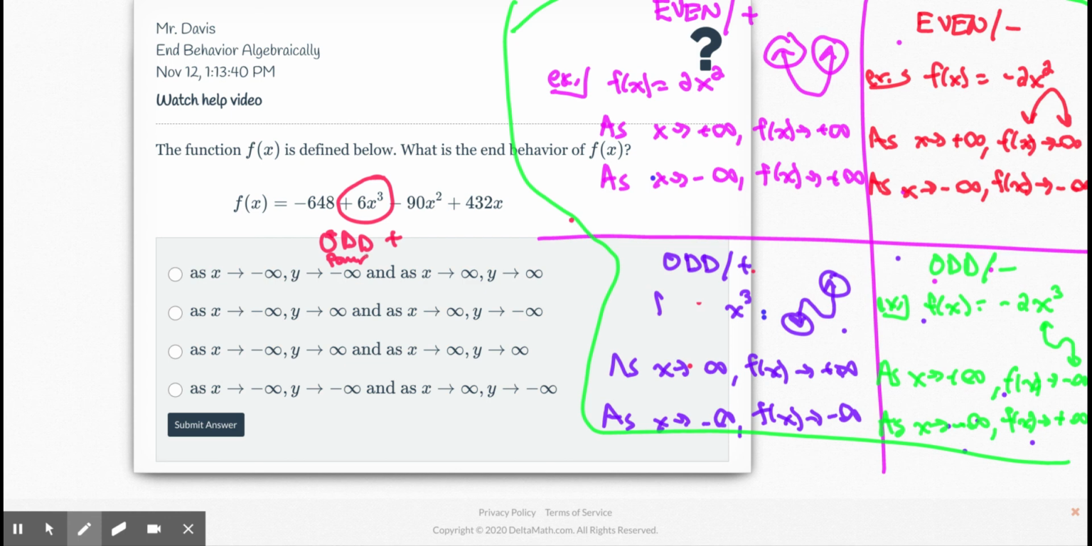All right, so odd and positive, that means they're going to go the same direction. So positive x, function goes to positive, and negative x, the function goes negative. So that's what we're going to look for. And actually in this one, notice it uses y instead of f of x for whatever reason. I'm not sure why. But f of x and y can be used interchangeably. So, all right, so negative, negative, and positive, positive. That will be first one.